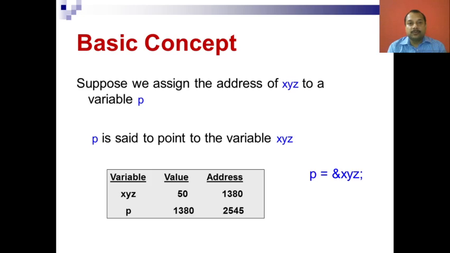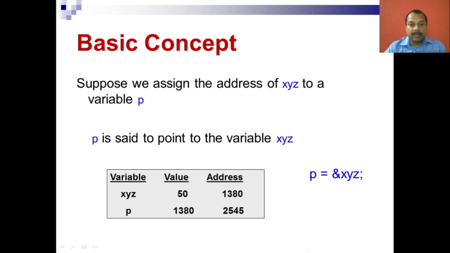So from that point of view, xyz is given a memory location 1380 where the content is 50. Now when I am declaring one pointer variable, I mean a variable which is supposed to store the address of some variable, in this case, if I assume that p will be storing the address of xyz, then in order to store that, p also needs some memory location, right? So p will have as its content the address of the xyz variable.